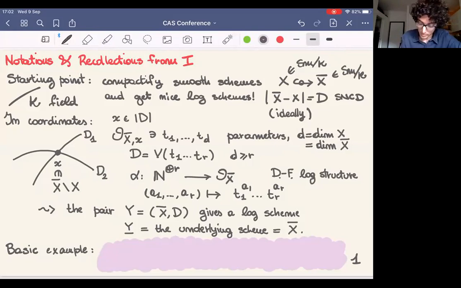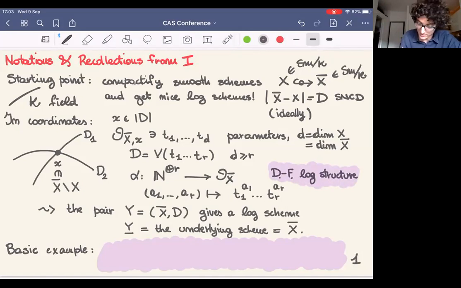We have a morphism of monoids from N^R to the sheaf of monoids O_X bar. We see this as a multiplicative monoid, and we send (a1, ..., aR), a tuple of integers, to T1^a1 ... TR^aR. Some people call this a Deligne-Faltings log structure, or a compactifying log structure. So the pair, X bar comma D, gives a log scheme. I would like to stress that the datum of a log scheme is a bit more than just giving the divisor, because of the choice of a log structure.